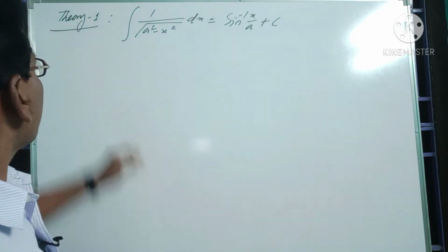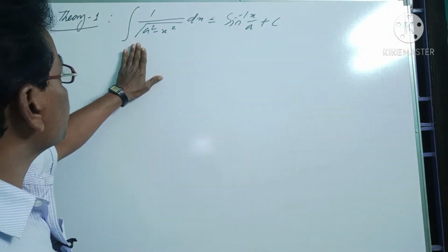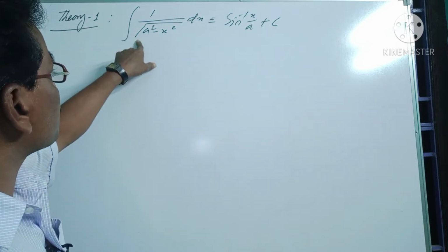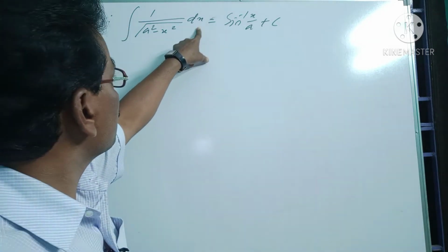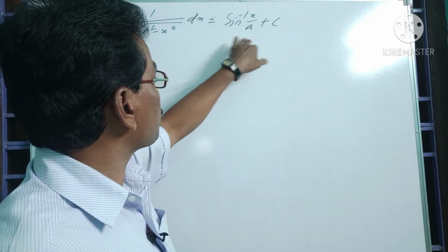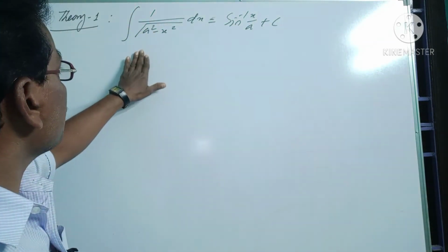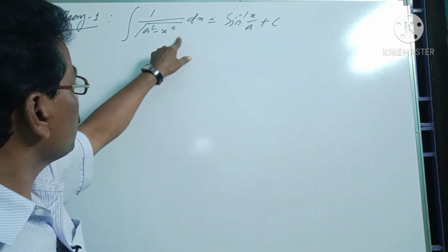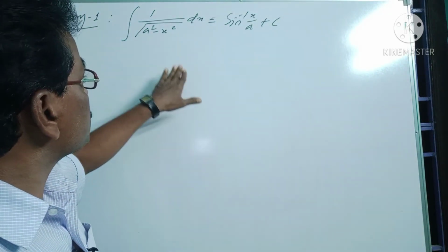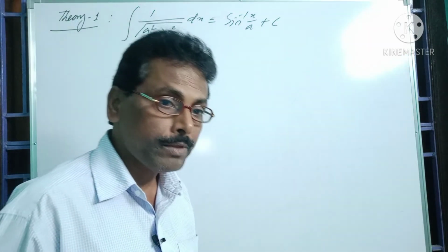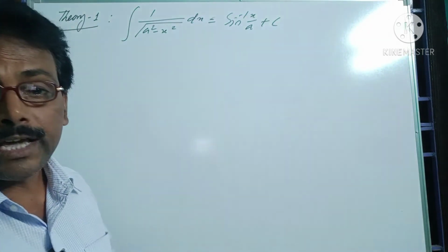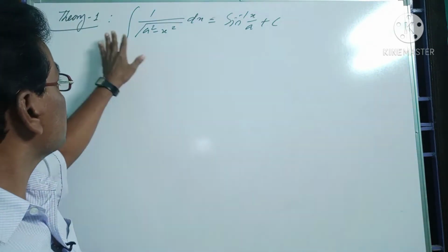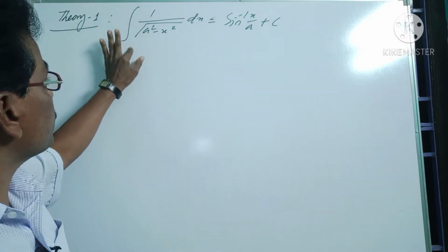Now we have theorem 1. In the process of integrating the integral, that is 1 by root of a square minus x square with respect to x, which will be equal to sin inverse of x by a plus c. To integrate this integral, the integral contains the irrational form, that is root of a square minus x square. So to integrate it, we can substitute in place of x, that is x is equal to a sin theta or x is equal to a cos theta. So let us see how to integrate it.